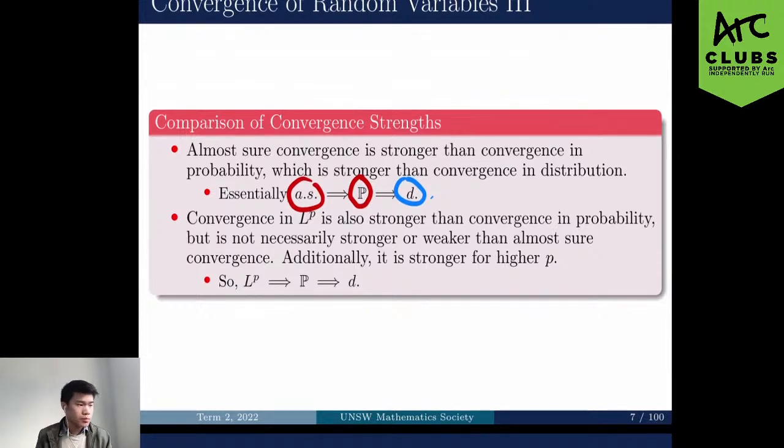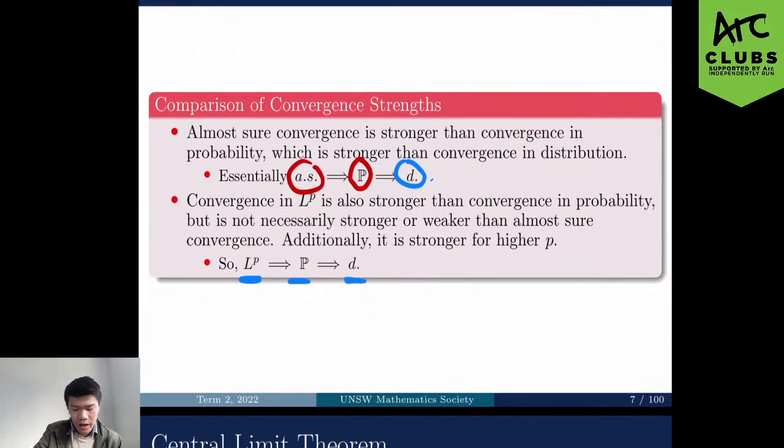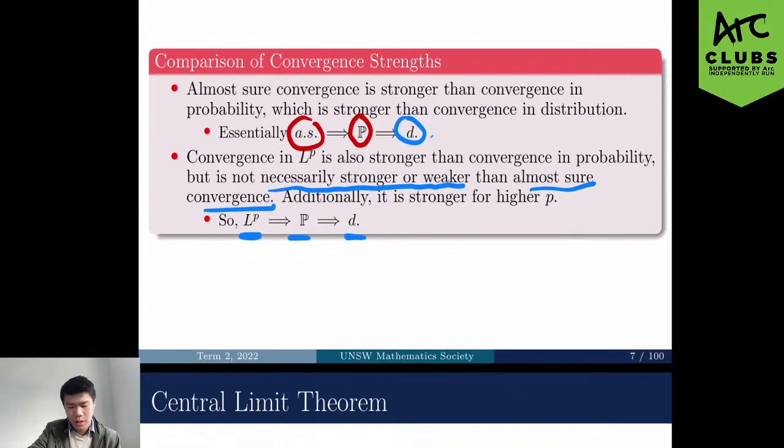We also have LP in there as well. So convergence in LP implies P, and that implies D. But you'll notice there's no relationship between AS and LP, because it says over here it's not necessarily stronger or weaker than almost sure convergence. So if you want to draw this out in a diagram, you have AS implies P, that implies D, and also LP implies P, but we don't actually have a relationship over here.